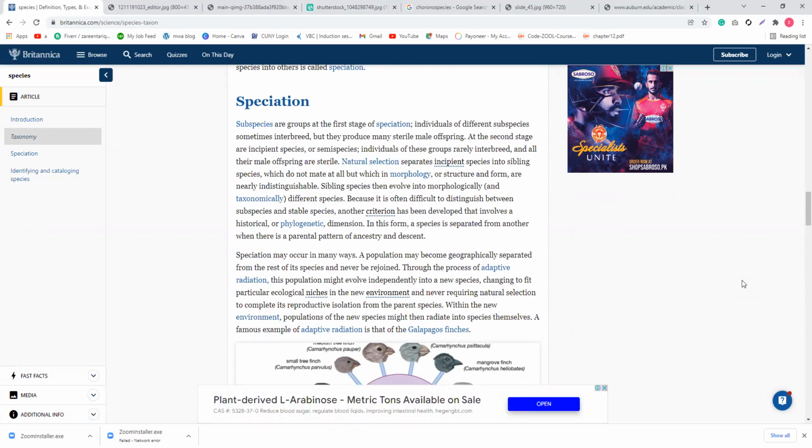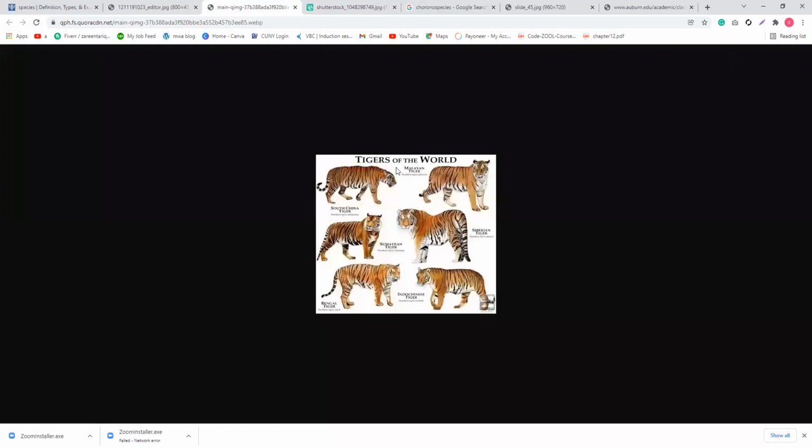Subspecies are the groups that are the first stage of speciation. Individuals of different species sometimes interbreed, but they produce many sterile offspring. Before starting my definition, I just want you to look at this image. What are all these? These are all tigers, one species. But there are certain types, a further classification.